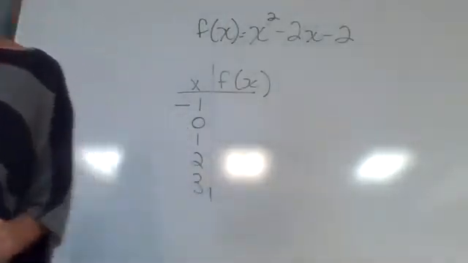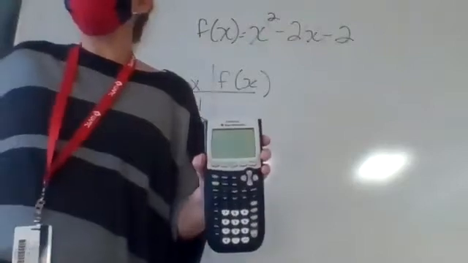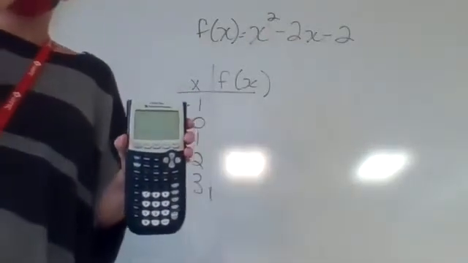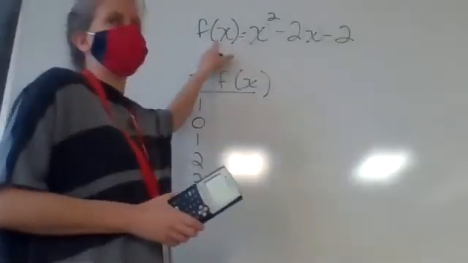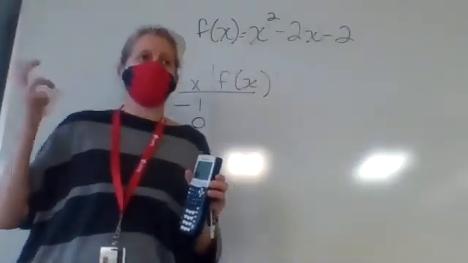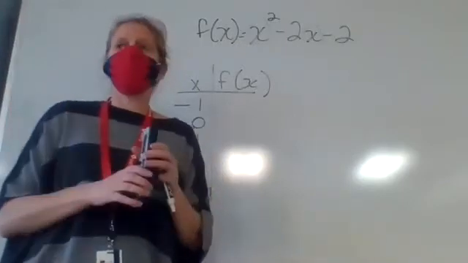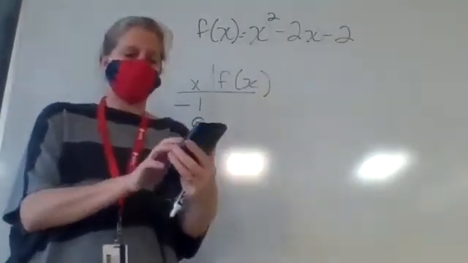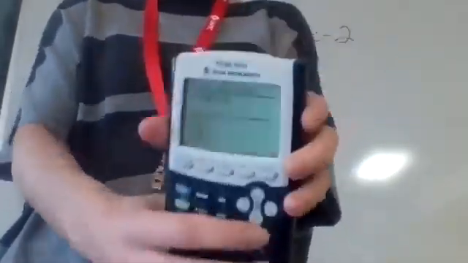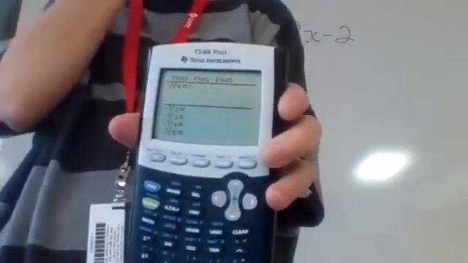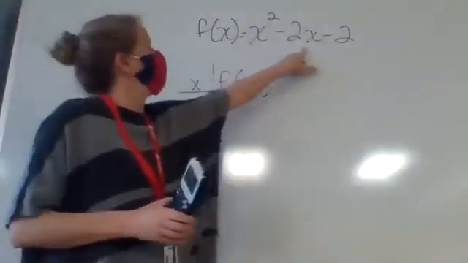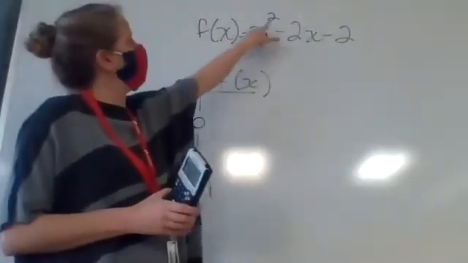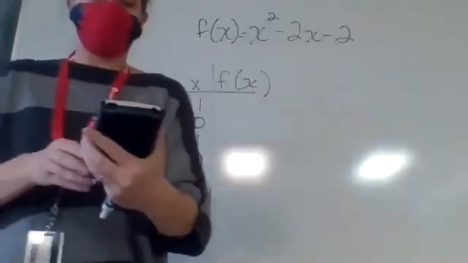But now that we know how to use the table function in our calculator, we no longer have to do that work, right? We just go to our y equals, because f of x and y mean the same thing, and put that into the y equals. So hit your y equals button. I still got stuff in there, so I'm going to clear it out and type this into y1: x squared minus 2x minus 2.